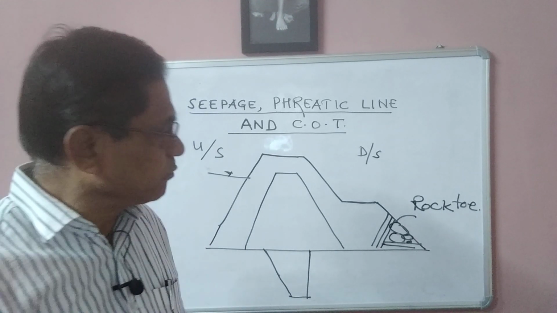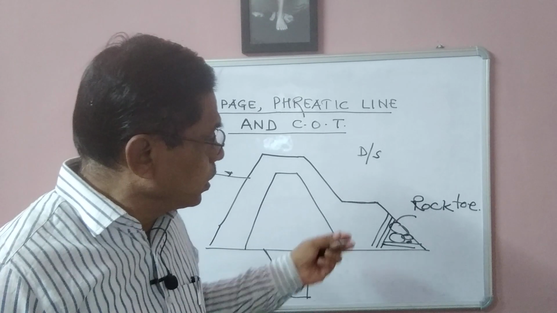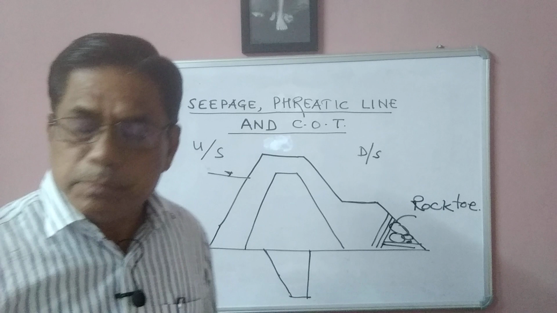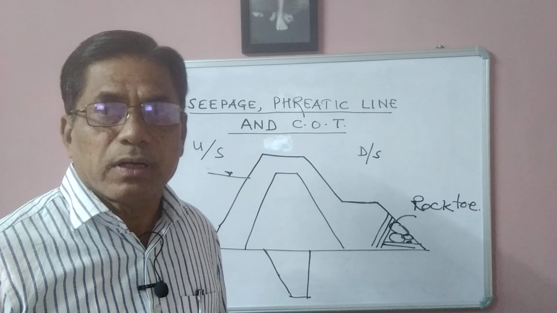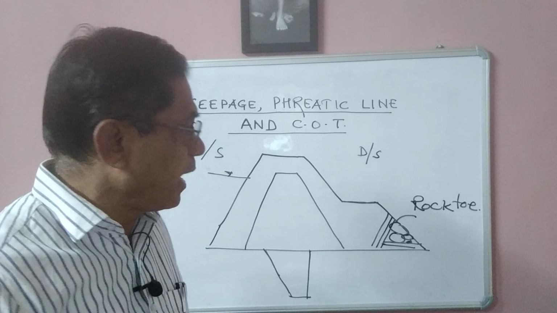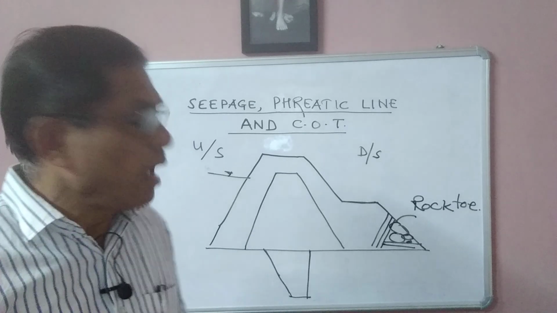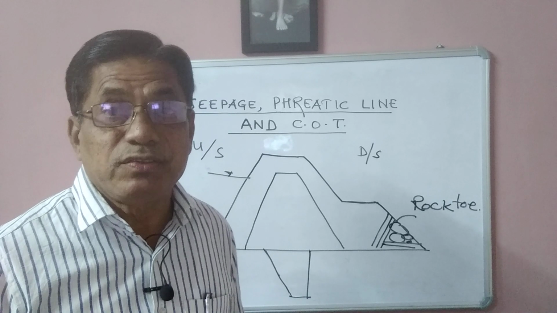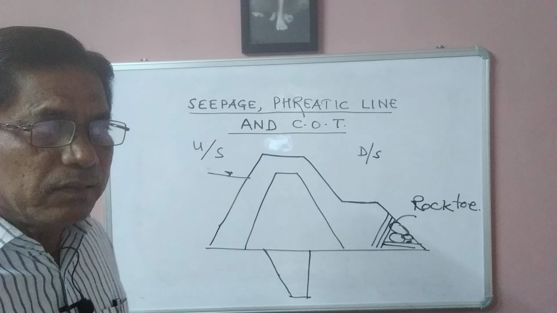So due to seepage, there is a sloughing and softening of the downstream slope, and the downstream slope becomes unstable, and therefore there is a heaving of the downstream face. Okay, and ultimately the failure of the downstream slope. And the third important problem due to seepage is the excess loss of water. So these are some of the problems.